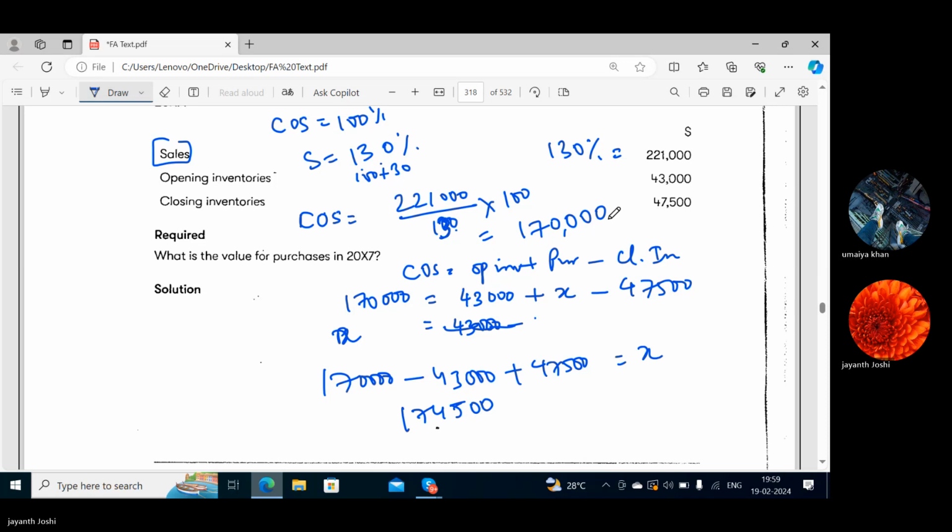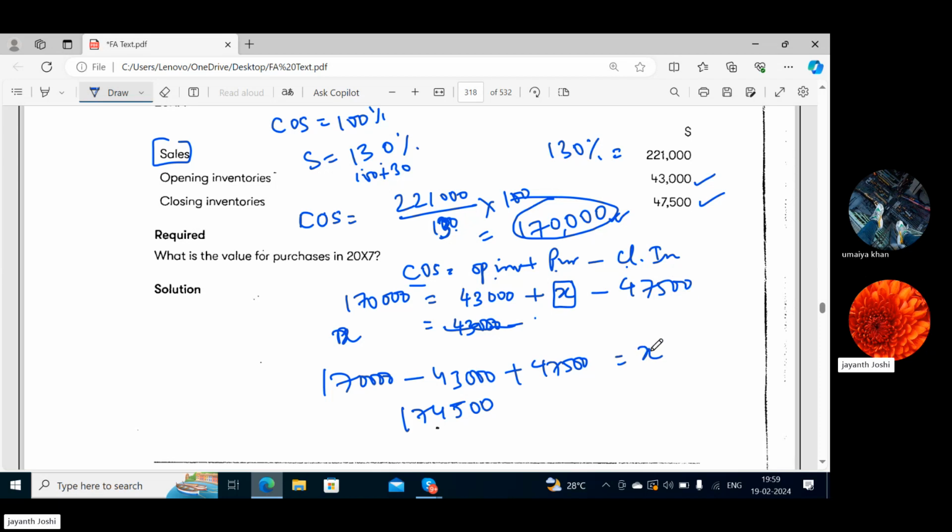Clear till this point? Yes, ma'am. Okay. Now we have to put the formula for cost of sales. Cost of sales formula is opening inventory plus purchases minus closing inventory. We got cost of sales as 170,000. Opening inventory is given in the question, that is 43,000. Closing inventory is given in the question, that is 47,500. Take purchases as X and simplify.